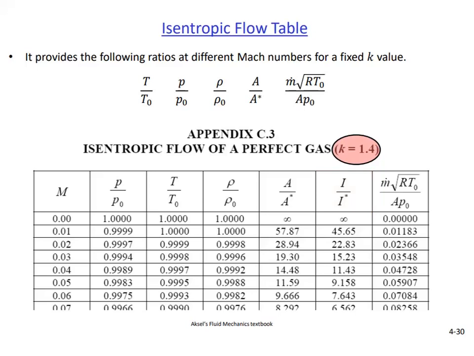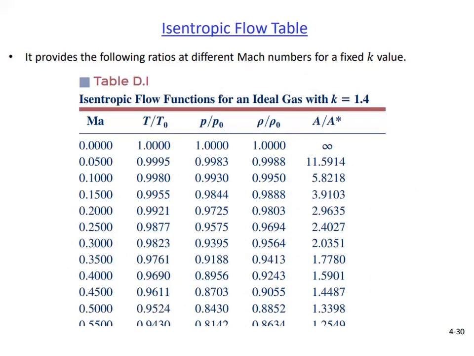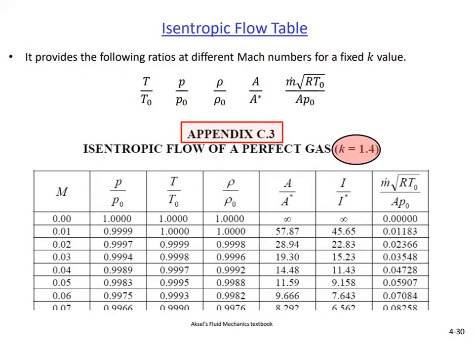We will refer to this isentropic flow table as Appendix C3 because it is taken from Appendix C3 of Professor Axel's textbook. A similar table also exists in the appendix of Munson's book as Table D1, part of which is shown here. But the Mach number increments in this one is too large and the non-dimensional mass flow rate column is missing. Therefore, we will be using Appendix C3 table of Axel's book, which is available at cont'd class. Please download it and make yourself familiar with it.